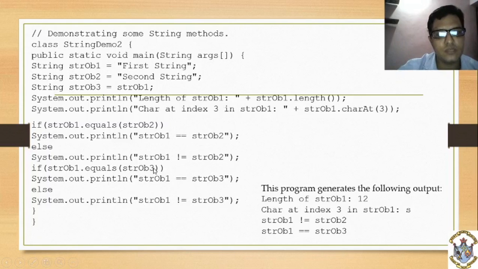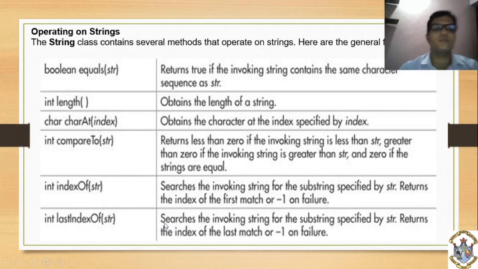So by using this equals method, you are comparing, right? If it is true, then it will display that strOb1 is equal to strOb3. Got it? It will skip the else part. So likewise, these string methods play a prominent role. This question is asked, and you have to write the previous program.